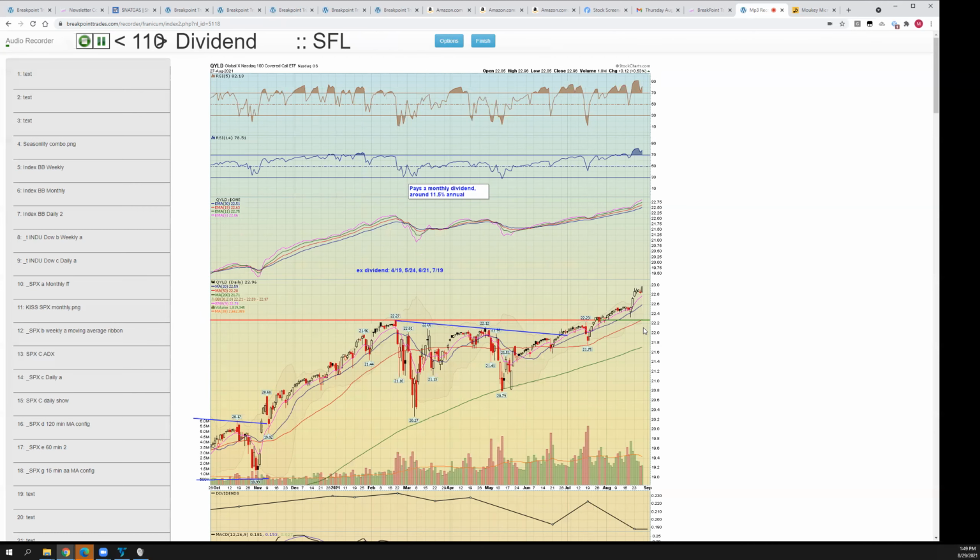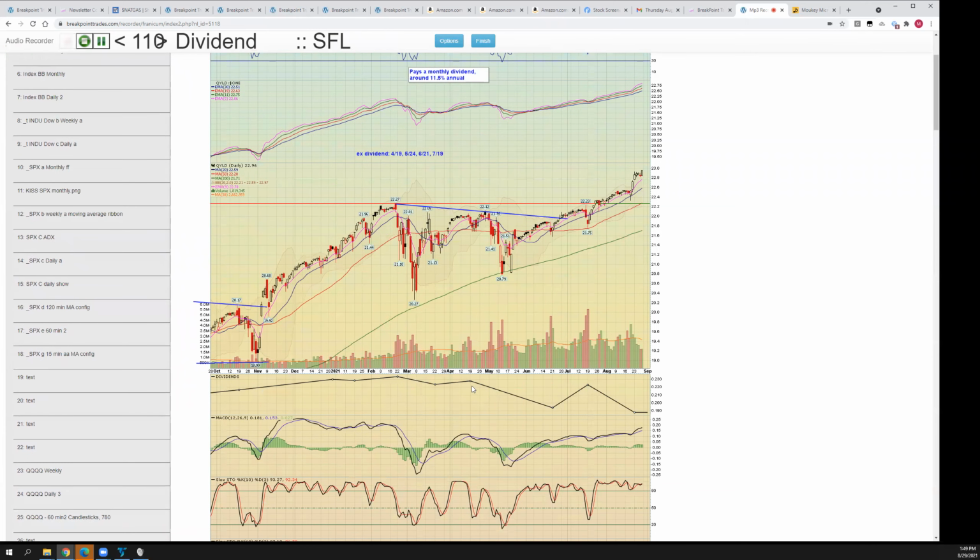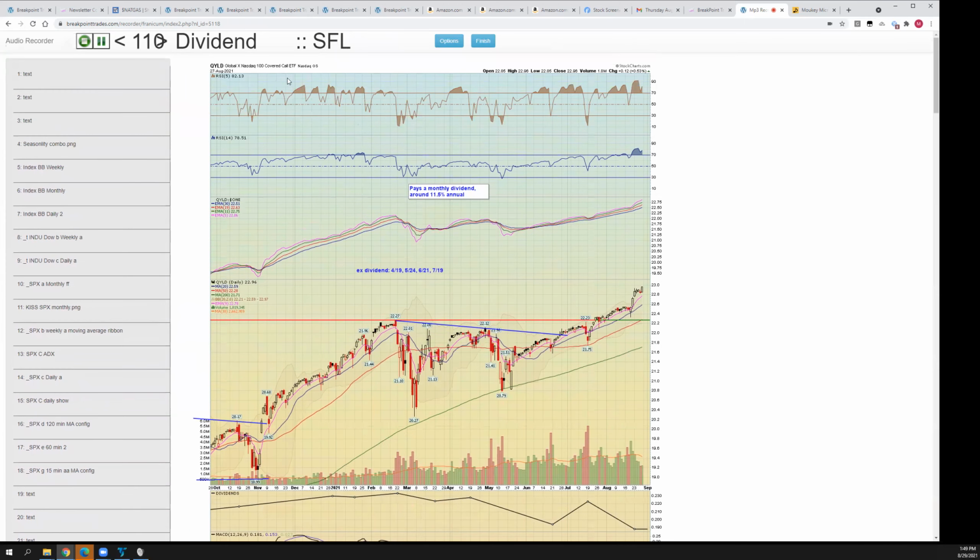Next. Chart 110, one of our dividend plays that we like. This one pays monthly, by the way, it pays about 10 or 11%. And it's done very well. So all year long, you've gotten the gain and you've gotten the monthly dividend. Here's your monthly dividend right here on the indicator.